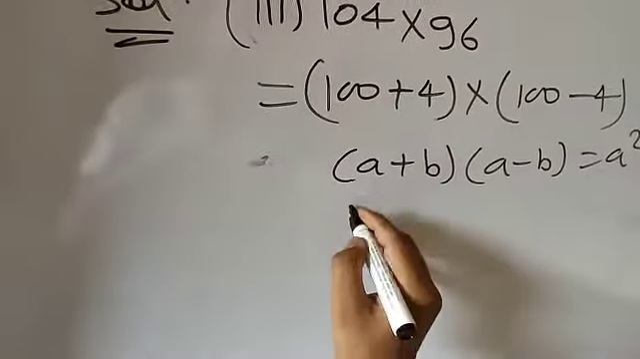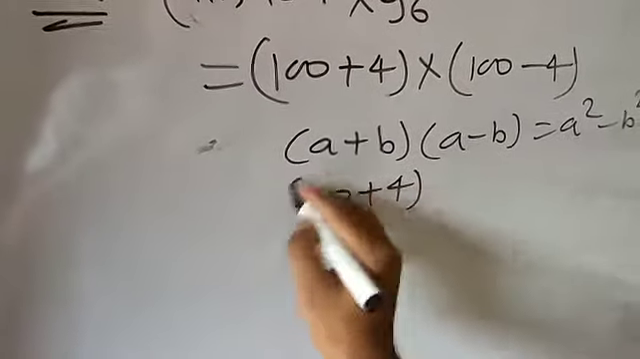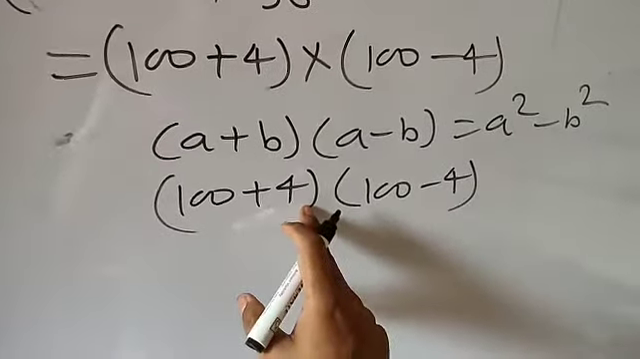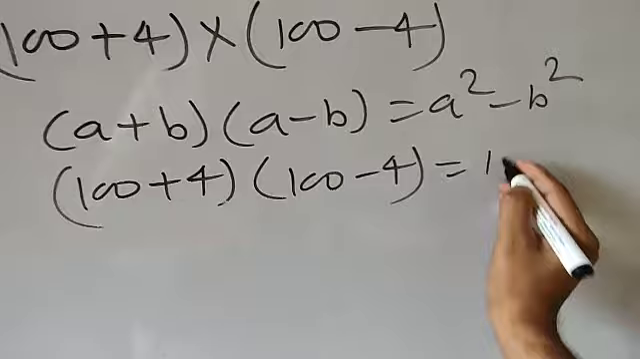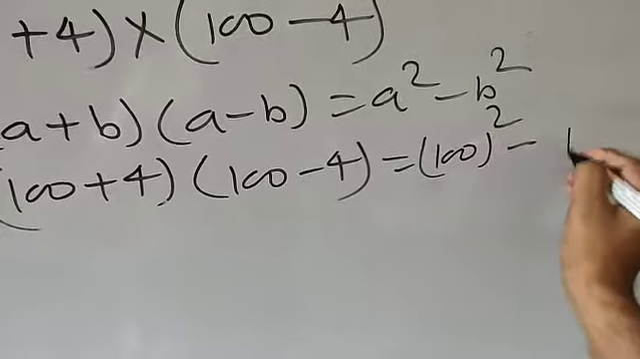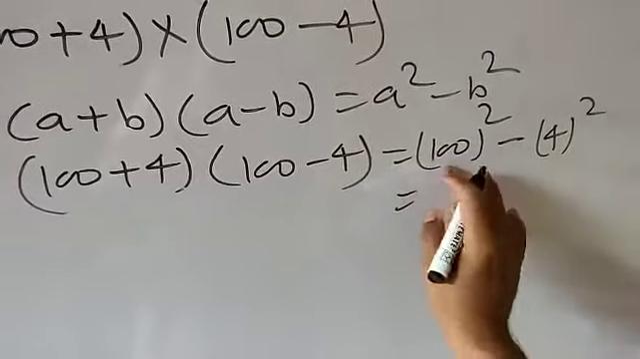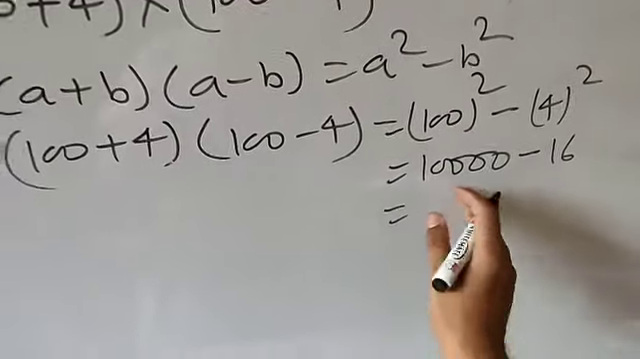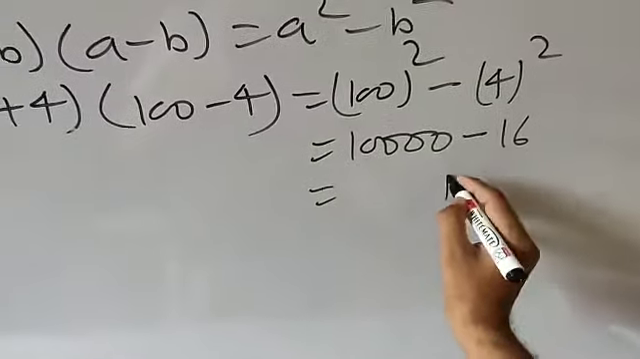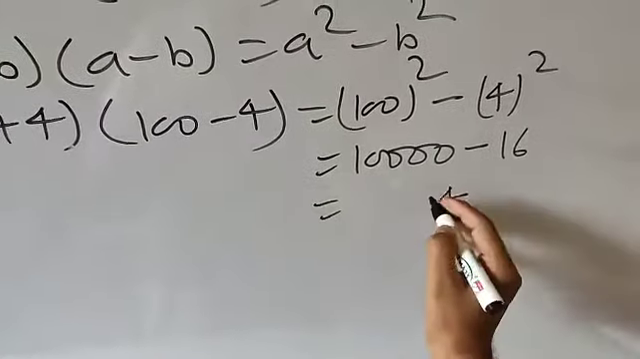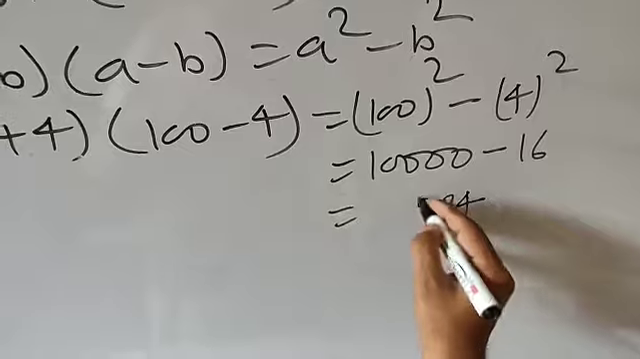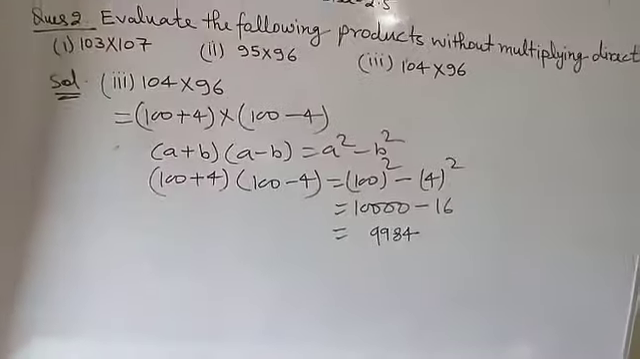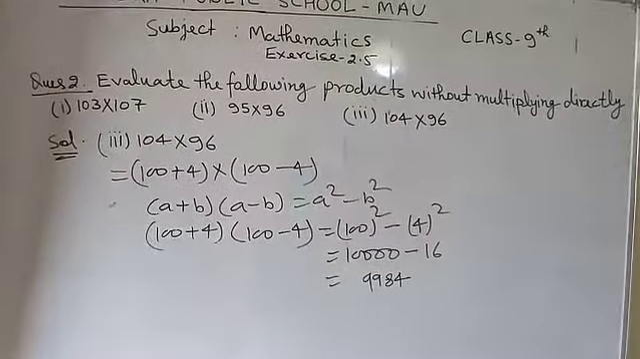So it can be written as (100 plus 4) into (100 minus 4). So in the place of a, 100 is there, in the place of b, 4 is there. So it will be 100 square minus 4 square. So 100 square is 10,000, minus 4 square, 16. Now you need to subtract it. After subtraction, 10 minus 6 is 4, 9 minus 1 is 8, and here 9, 9. So that will be 9,984. So the answer of the third part is 9,984.